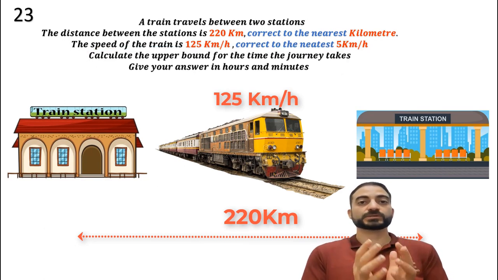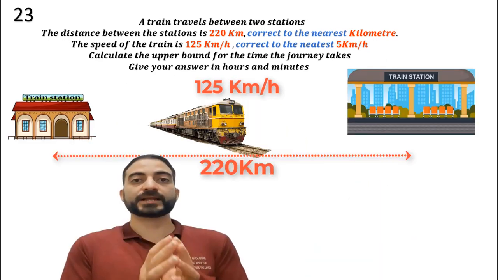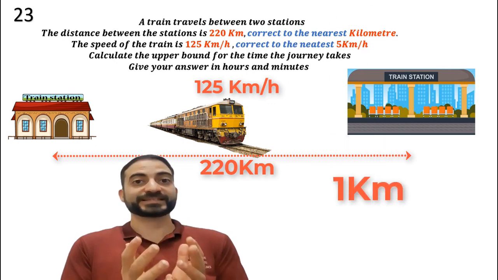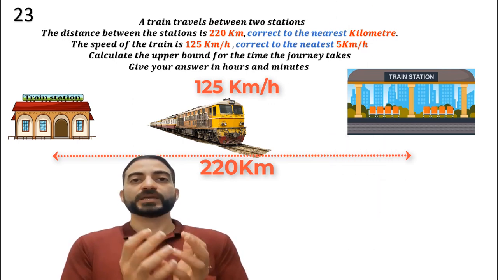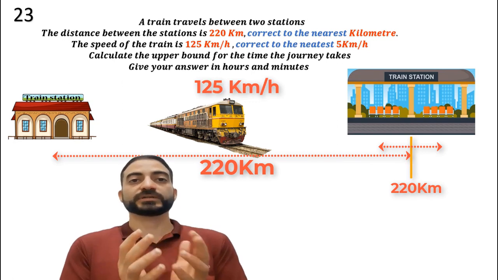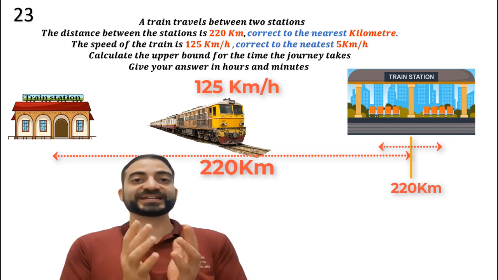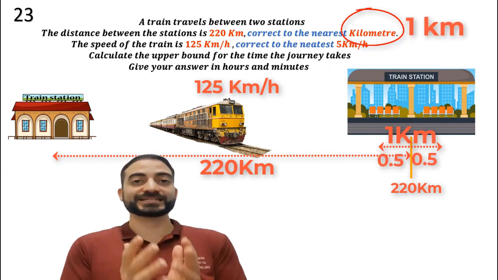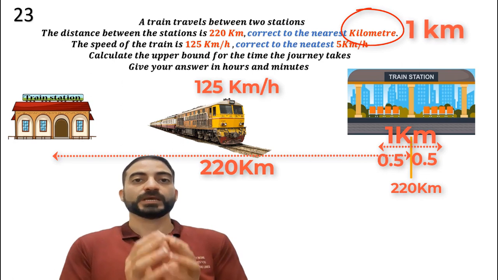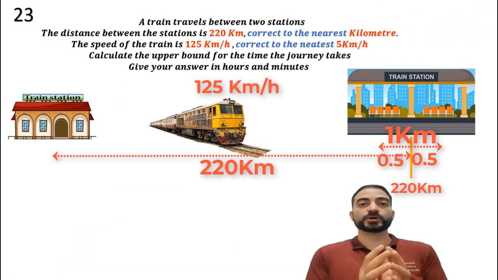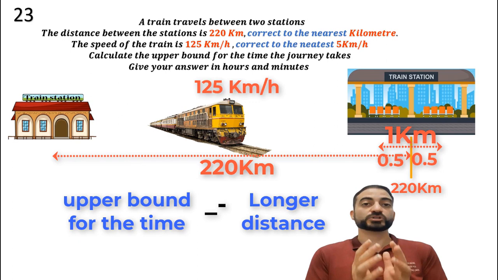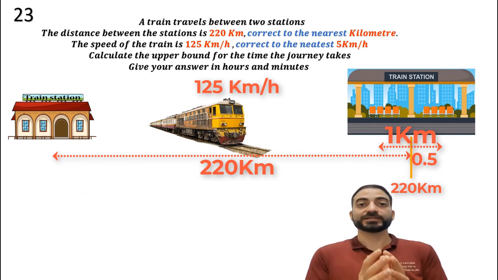When it is stated that the distance between the stations is correct to the nearest kilometer, it means that the distance is rounded to the nearest whole kilometer. In this case, the actual distance may be slightly more or less than 220 km, but it is reported as 220 km for simplicity and ease of communication. But we want to calculate the upper bound for the time the journey takes. So we take the largest distance, which is 220 plus 0.5.